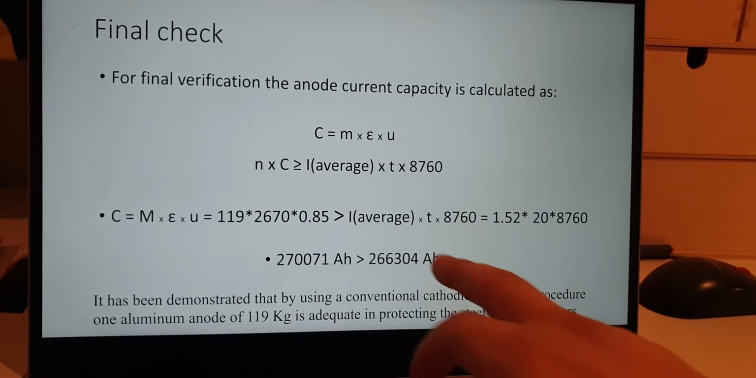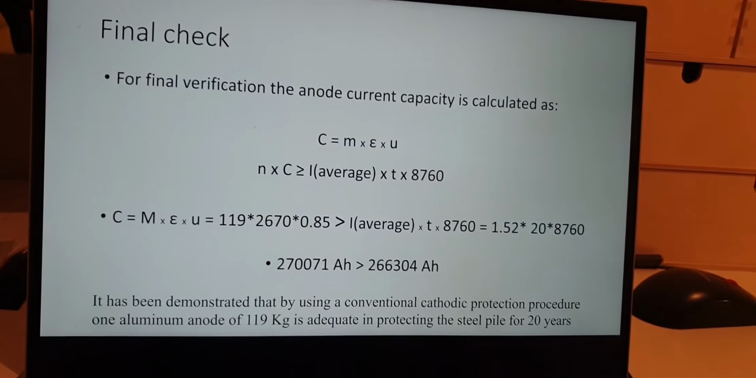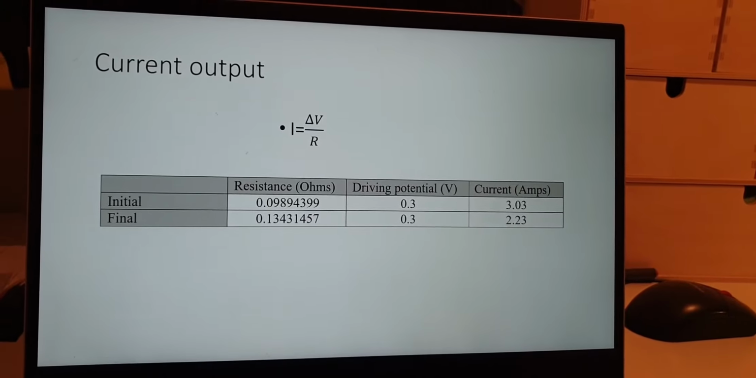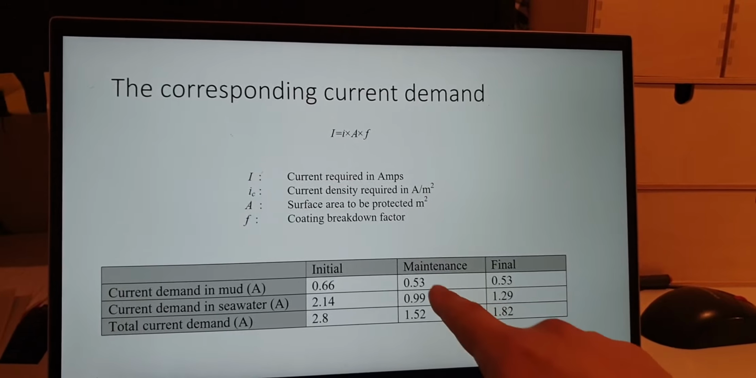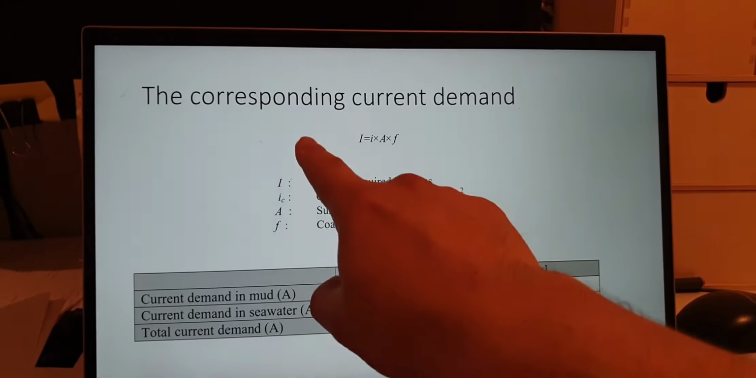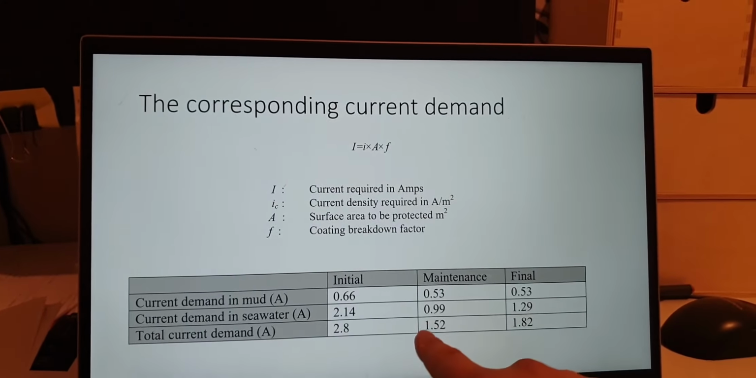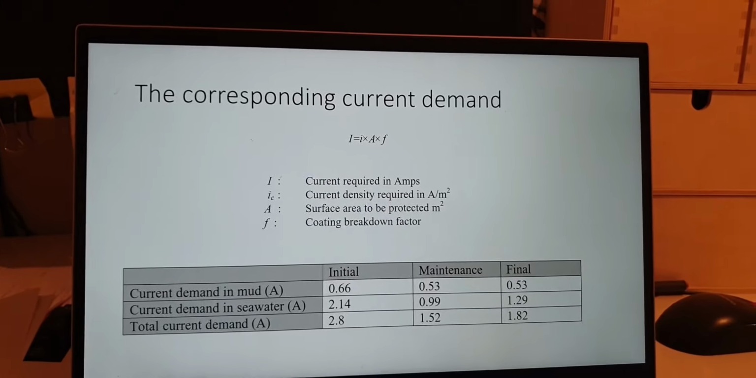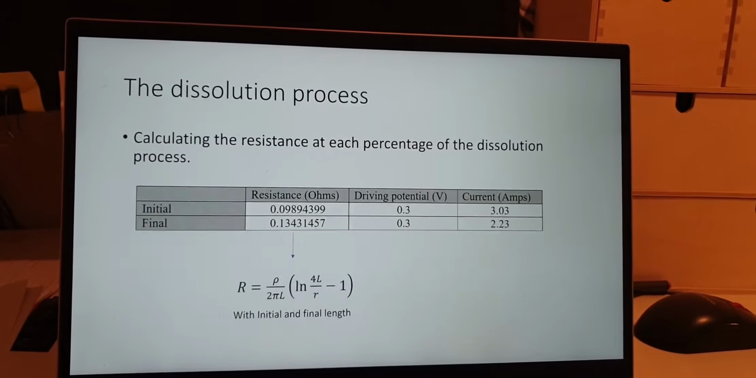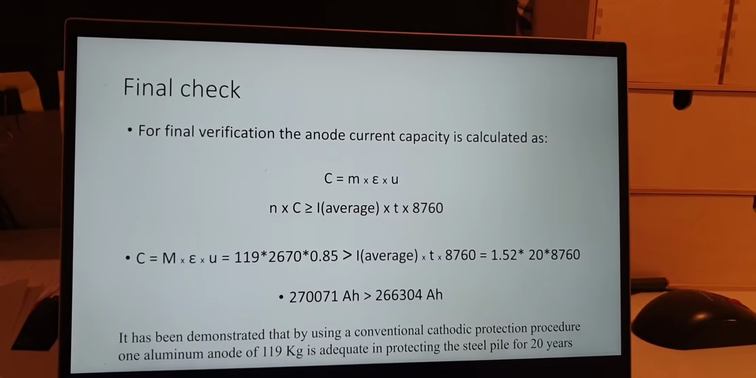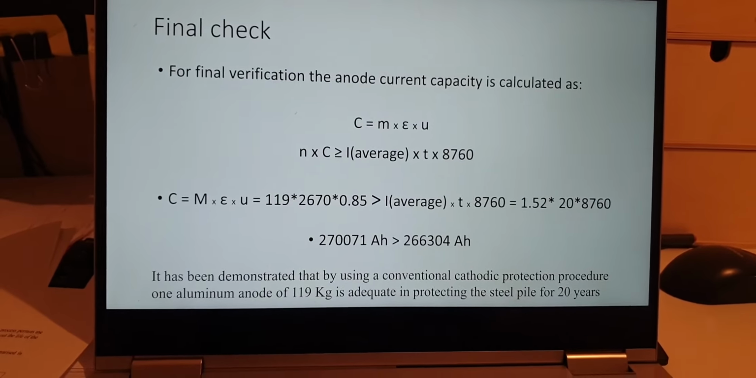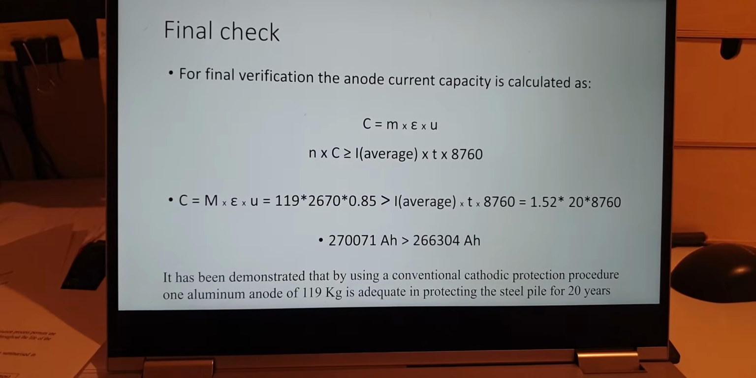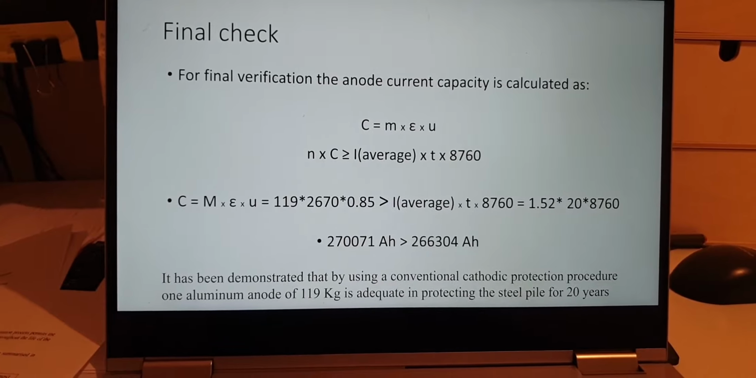So we see here that the average is 15.2, if you allow me to go back, it's basically the maintenance parameter in the corresponding current demand. So this is 1.52, the maintenance value, which is basically called the average value. This is now, and then we can say that yes, the anode can basically protect for 20 years.